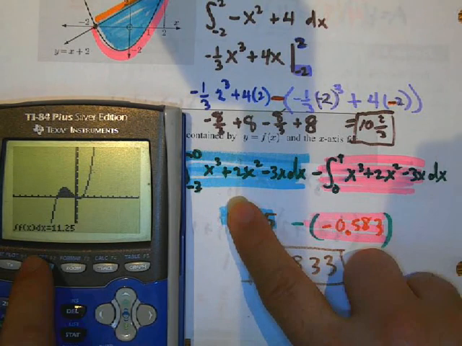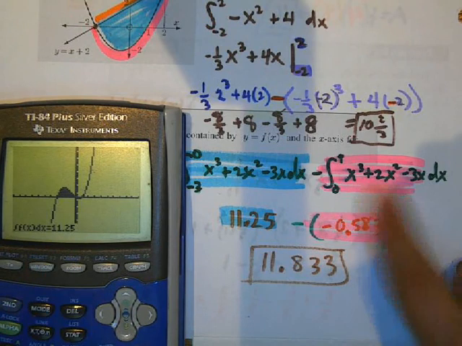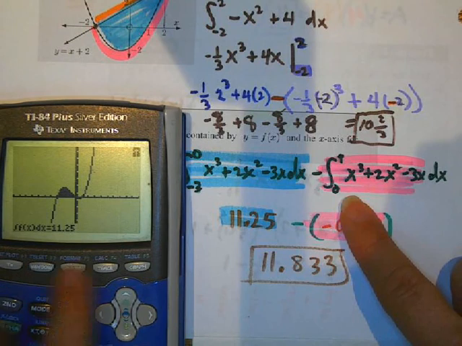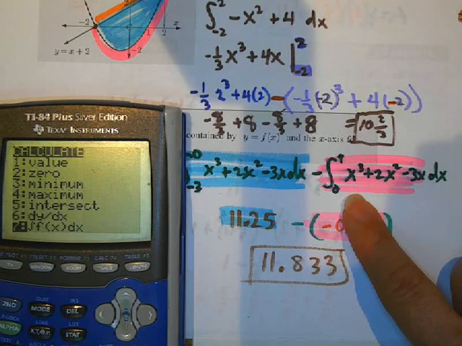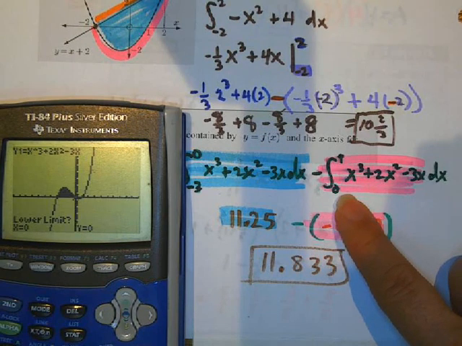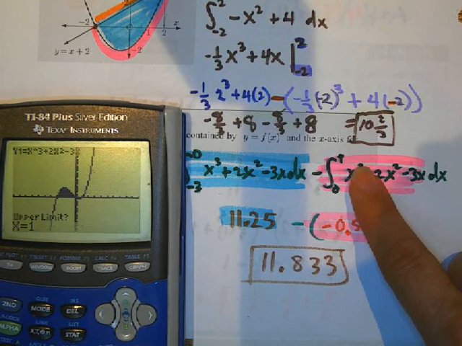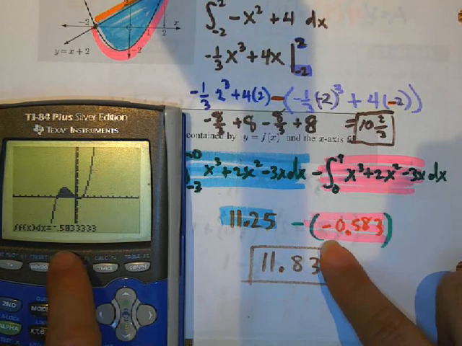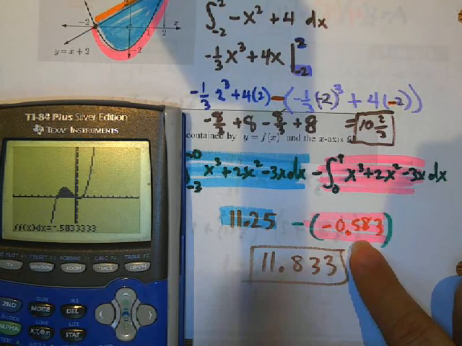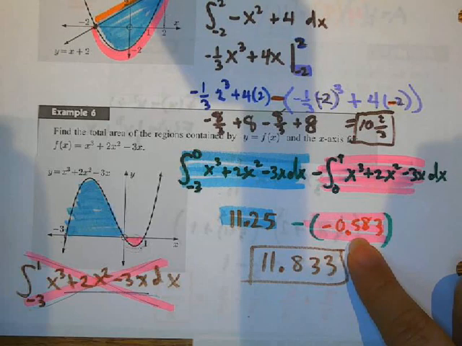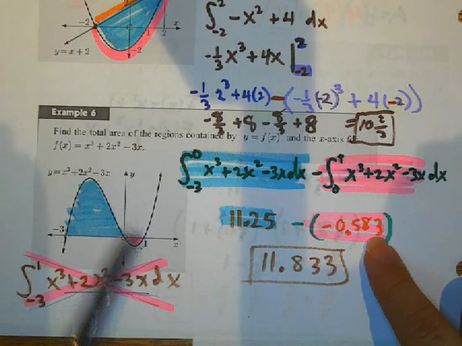Okay, and then you do the same thing here. I press 7, and now my lower limit I'm going to choose 0, enter, and my upper limit I'm going to choose 1, enter. Now it tells me this little area here is negative 0.583. You have to be real careful, since it's underneath the x-axis, just like in this picture, it's going to give me a negative value. So you need to remember that if you're trying to add both for the total area, you're going to have to change the sign there. Okay.